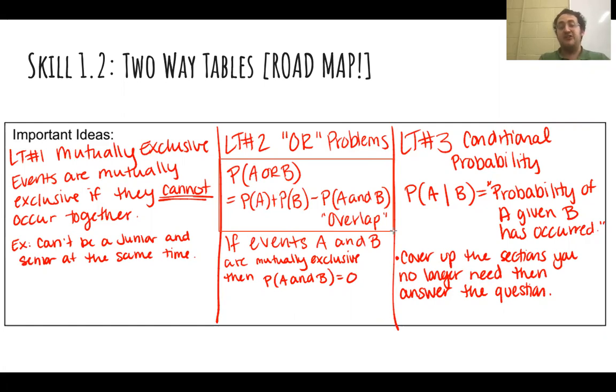And then the conditional probability, this is where we ask, what's the probability of A given that B has occurred. We're actually going to see some examples of how we cover up sections of the two-way table. So we have two-way tables to better visualize these sorts of problems.